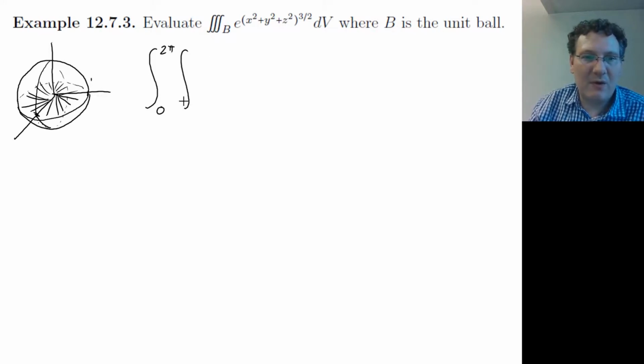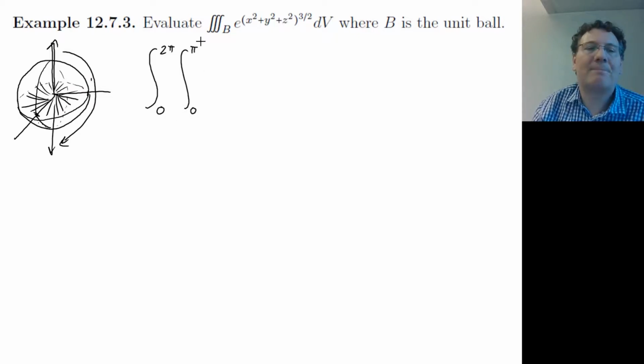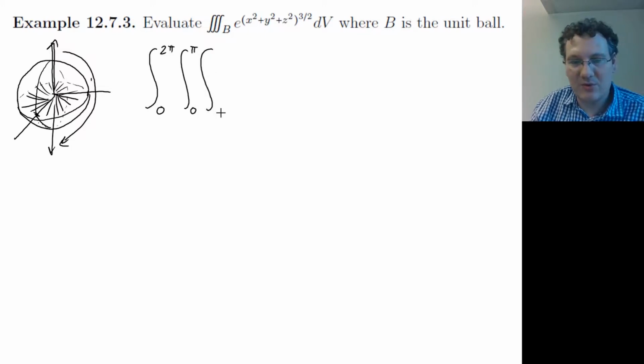In terms of phi, however, we're going to be going from up here and swooping down to there, down to the negative z-axis. So that's going to be going from 0 to pi. And as far as the radius goes, or rho, the distance from the origin, that'll go from 0 to 1.